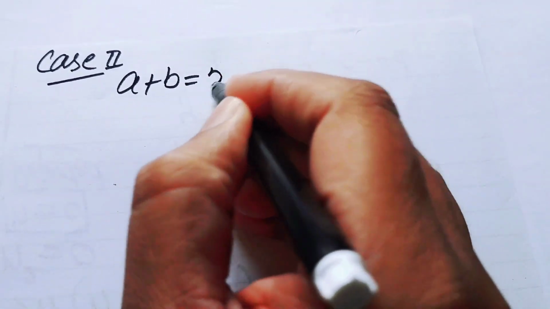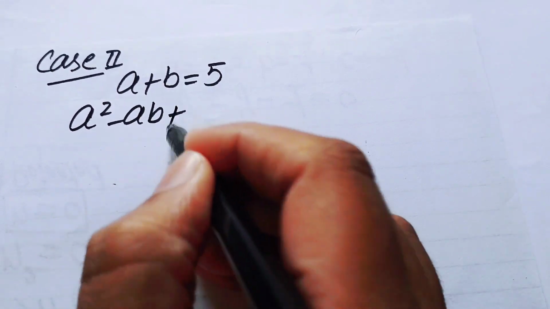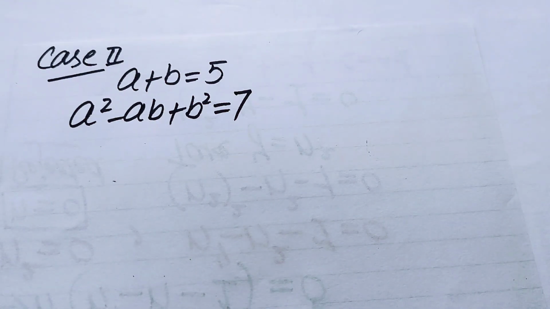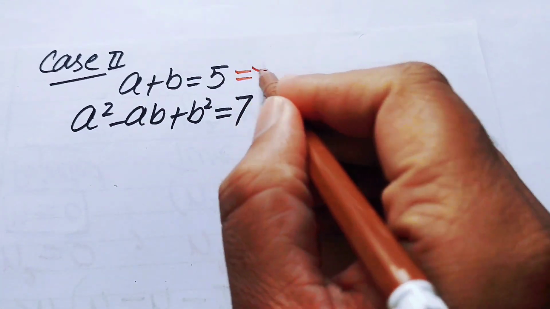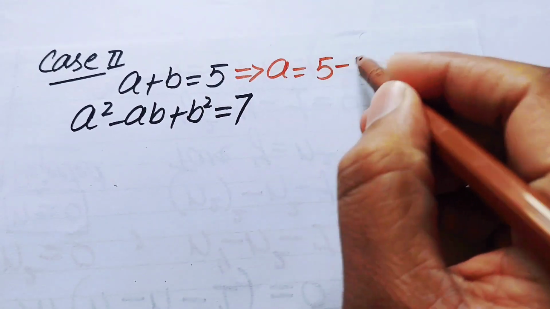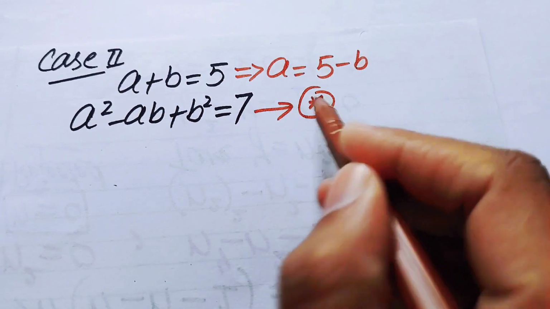So in the second case we have a plus b equals 5 and a squared minus ab plus b square equals 7. Now we have these two equations, and we will solve them and find the values of a and b. I can find the value of a from this: a equals 5 minus b, and we will put this value in the second equation.